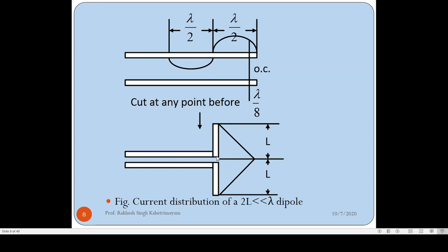What should be the current distribution? At the end you have 0, and at the point where you're cutting the transmission line it has maximum current. So this is almost like a straight line when this length is very small. In that case this would be like this. So at the end you have 0, at the center you have maximum. Similarly you cut this and draw the current distribution. At the end you have 0, you have maximum here. So this is the current distribution of a dipole whose length is less than lambda by 8.